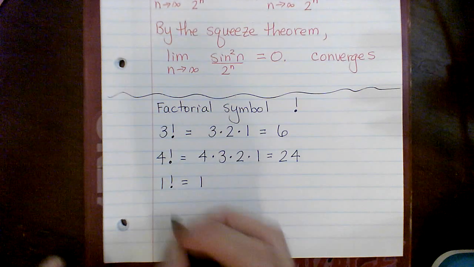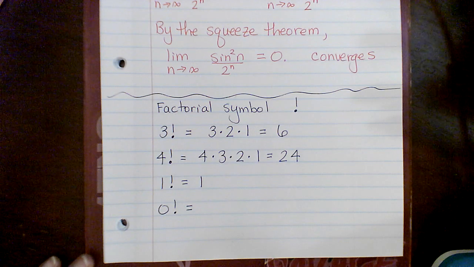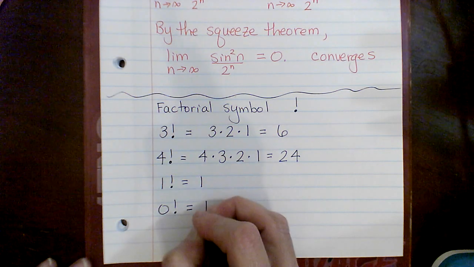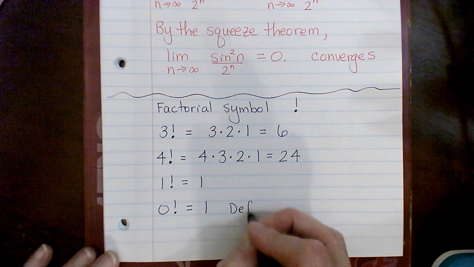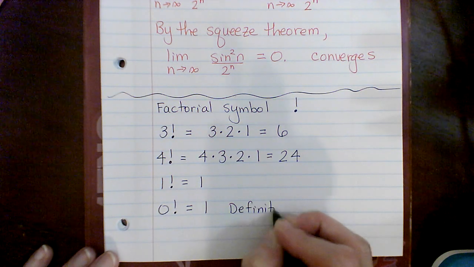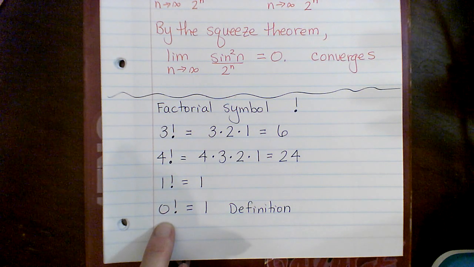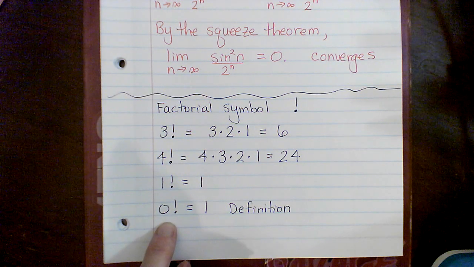And 0 factorial, you probably think it's going to be 0. You would be mistaken. It is 1. This is actually a definition, because we needed to define what 0 factorial meant. This definition shows up when we talk about permutations and combinations in probability.